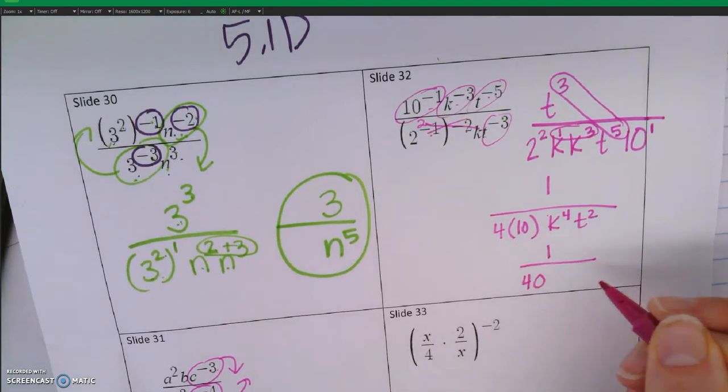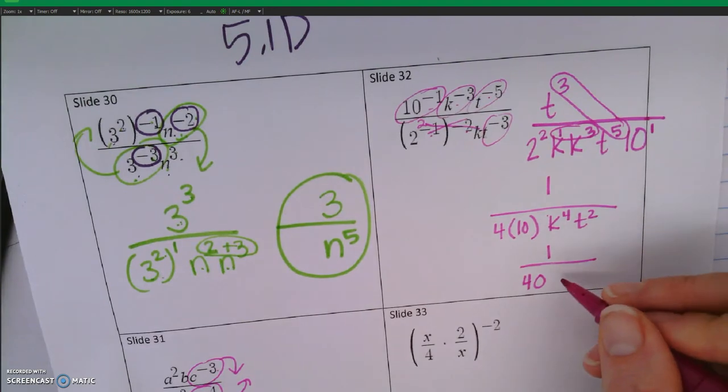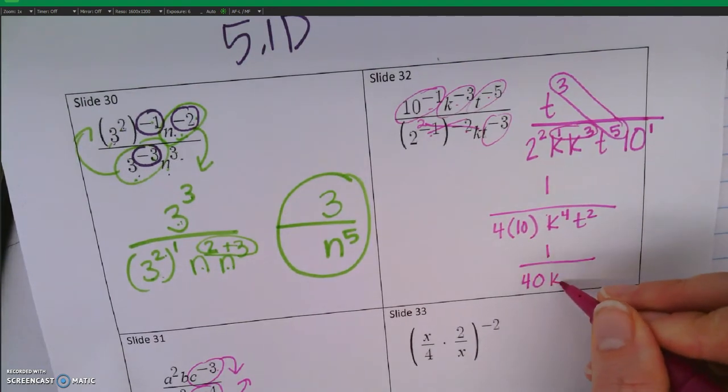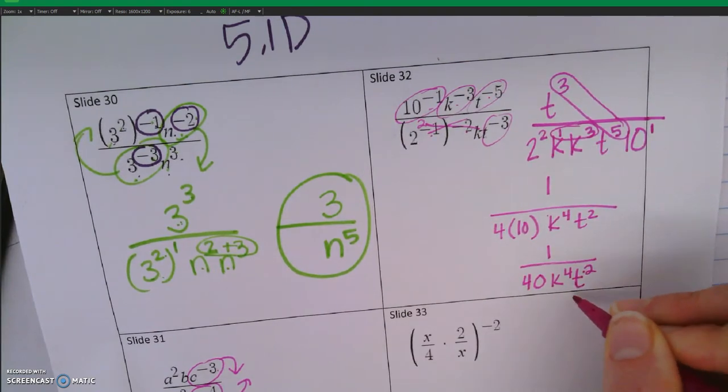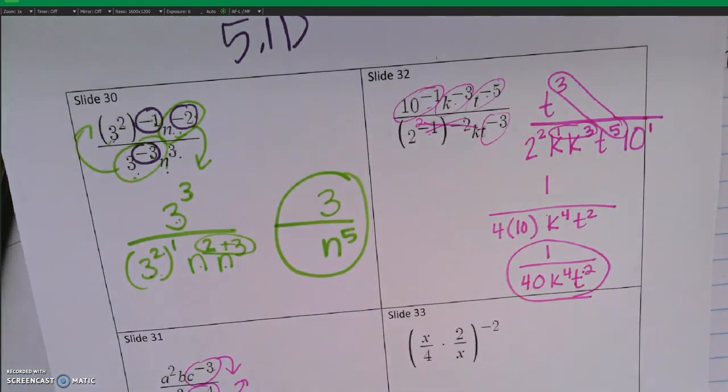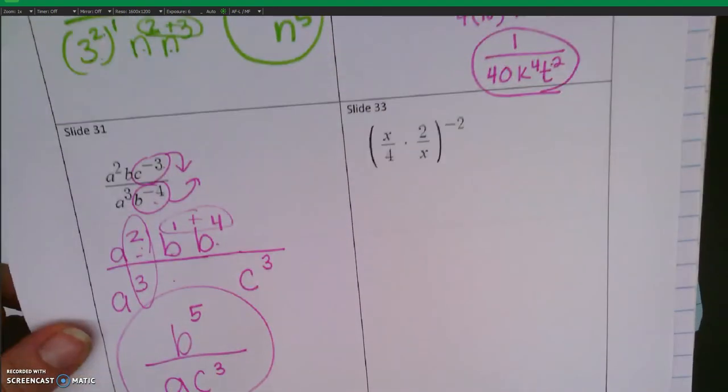140. k to the fourth t to the second. And that's your final answer for slide 32. Perfect. Moving on to slide 33.